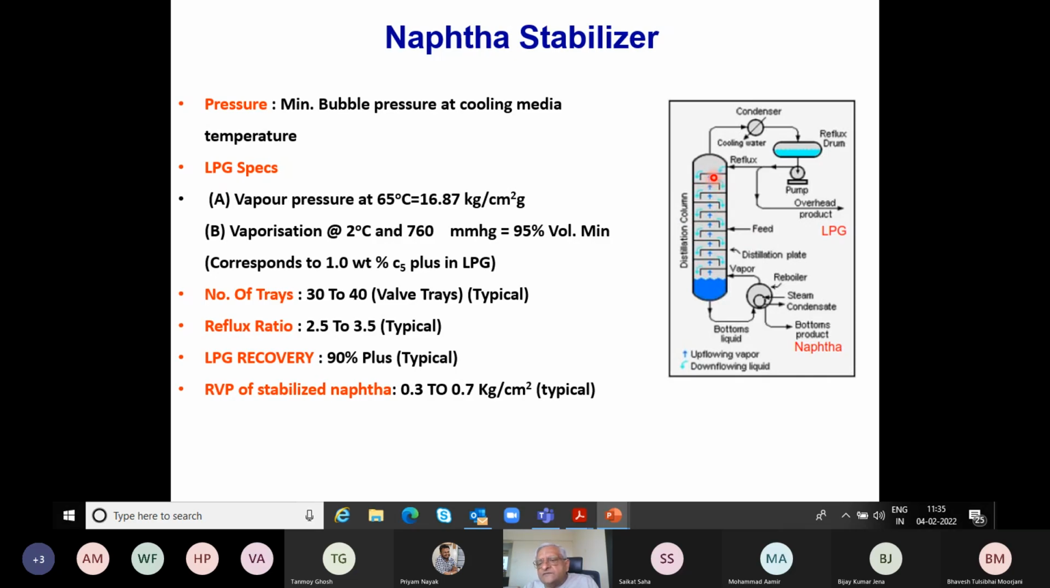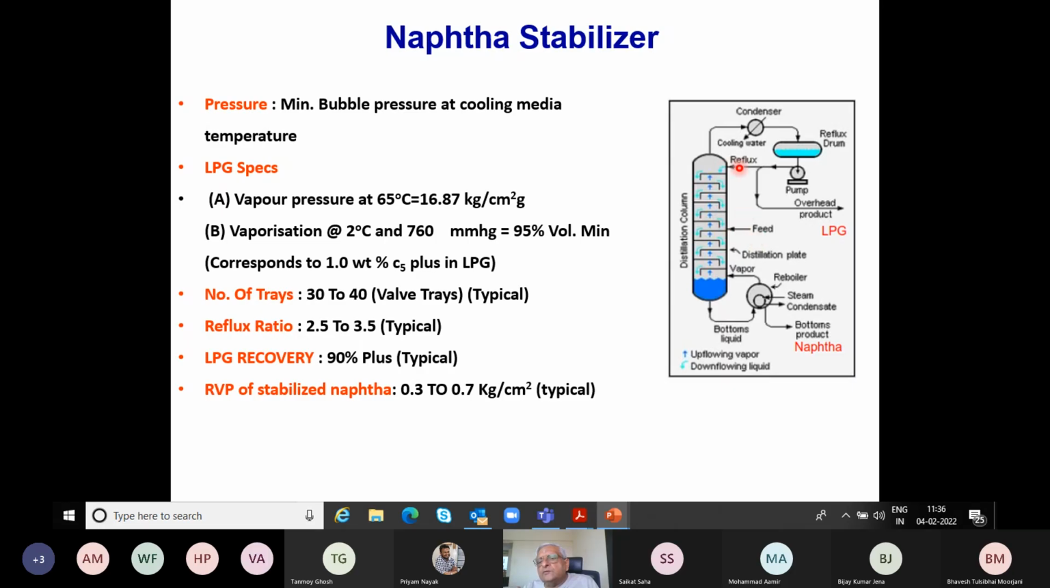So if you look at the naphtha stabilizer, the separation is between C4 and C5. That means between butane and pentane, or in this case, if you have some isopentane, then it is between normal butane and isopentane.